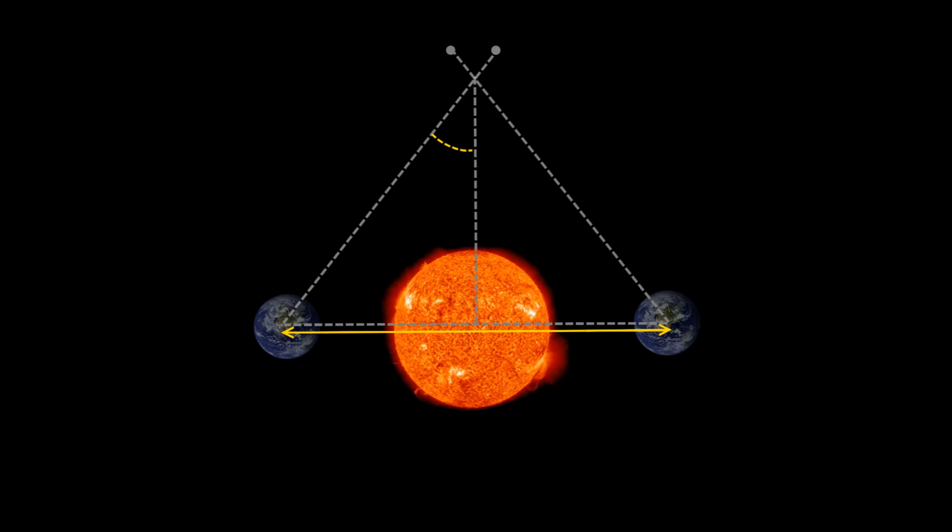The base is the diameter of the Earth's orbit. The opposite angle is how far the star appears to shift. Using simple trigonometry, we can calculate the triangle's height, which is the distance of the star.